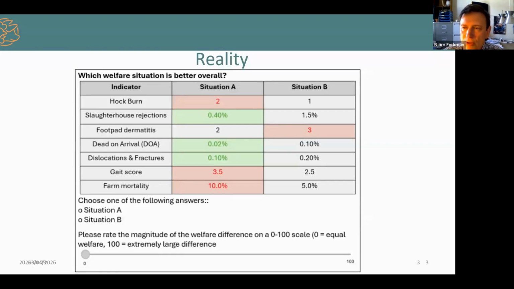So I would like you to have a look at this. This is a very, very simple version where we have 8 different measures and we have 2 different farms. This is a survey we sent out to researchers, asking them to evaluate this, saying, all right, so which one of these farms has the best welfare?